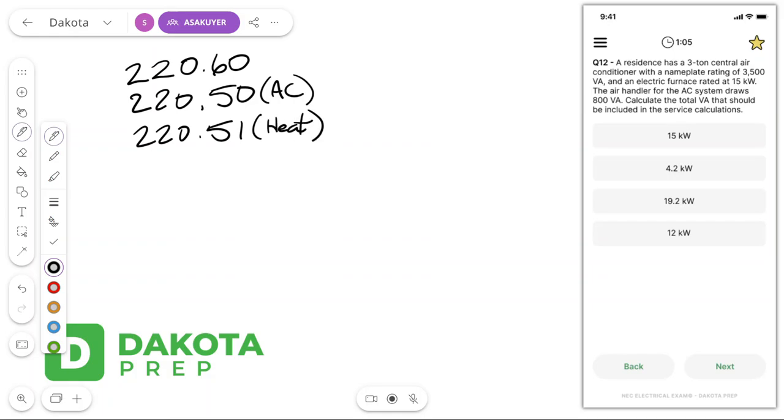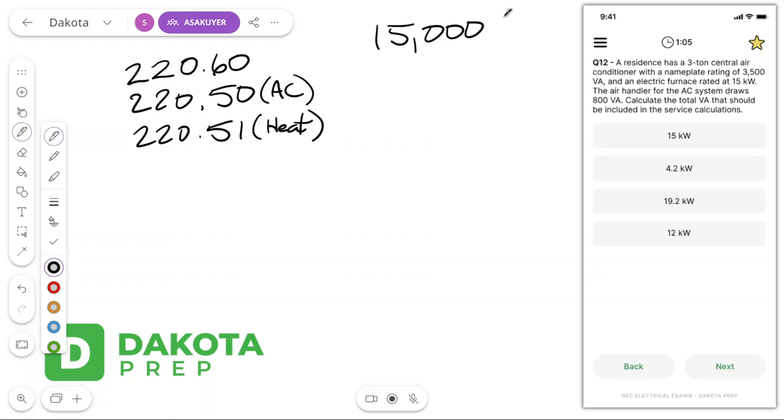Now 220.51 is straightforward. It just says, hey, 100% of your heat. 100% of your heat. There's no derating, there's no additional demand or anything like that. Whatever your heating load is, it's 15. In this case, it's 15 kW. That's the number we're going to use. 15,000 watts or volt amps. It says kW. We'll go with kW.